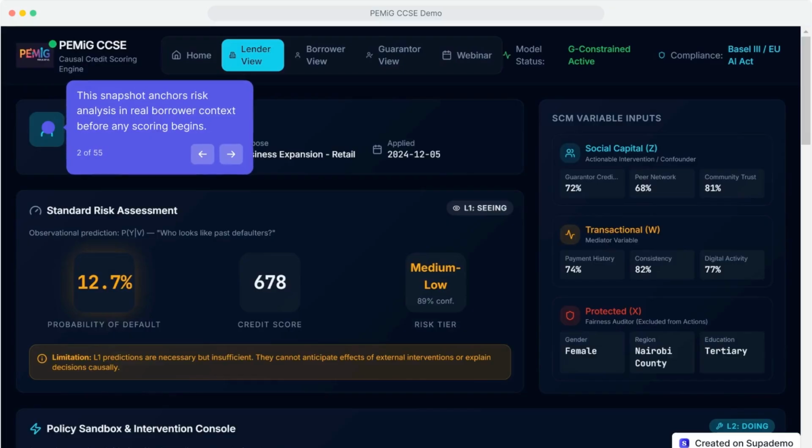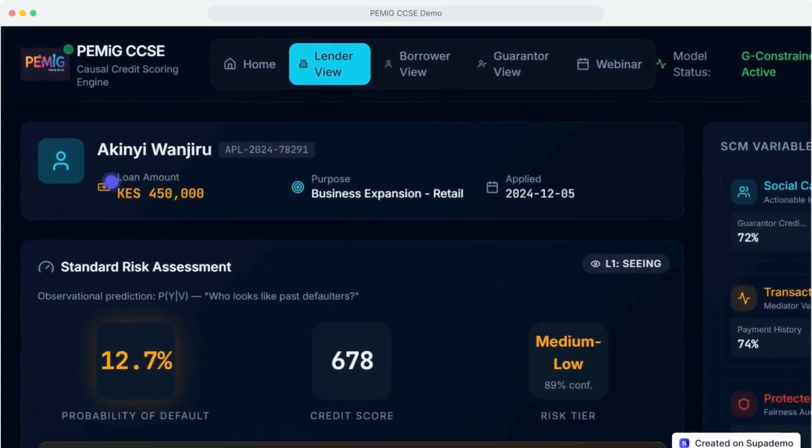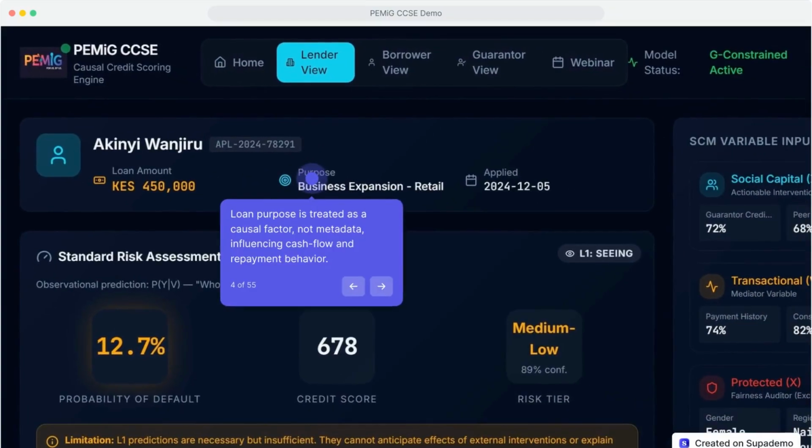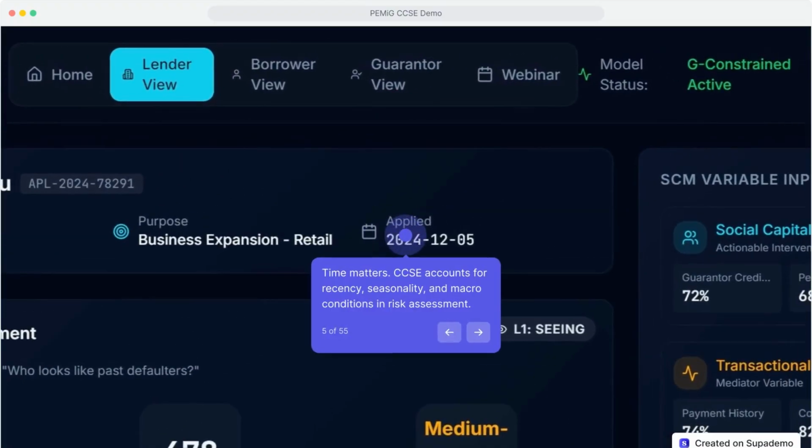Today, I'll walk you through how we help lenders understand and mitigate credit risk using causal AI, fairness metrics, and social capital, all in real time. Ready? Let's dive in. First, we start by understanding the borrower's real context.